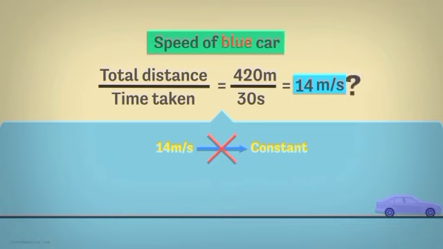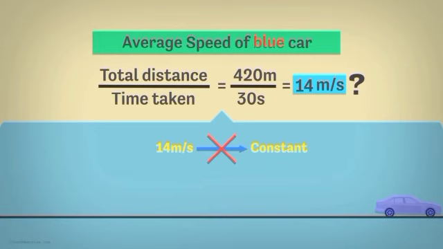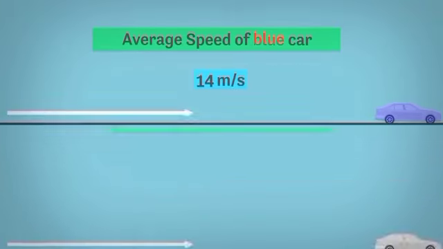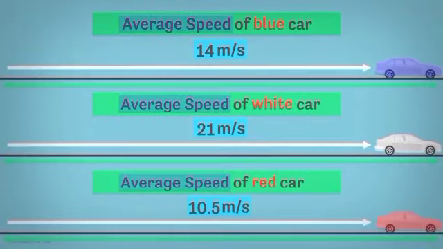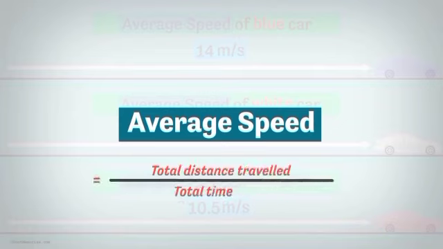So what is the speed then? The speed we calculated here is average speed. In fact, in all the three examples, it was average speed. How do we define it? Average speed is defined as the total distance traveled by an object divided by the total time taken.